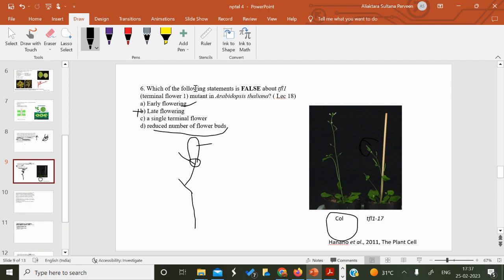Okay, is this clear about the TFL1 mutant? Yes, ma'am. So these are some of the specific questions again. You have to know what the function of this gene is, etc. This kind of question can come in your final as well.